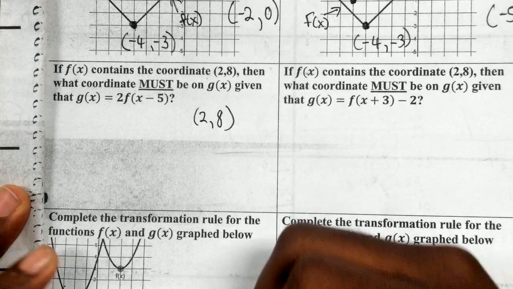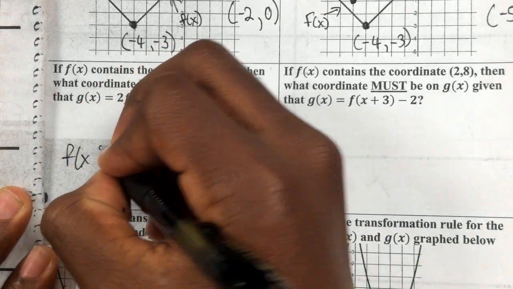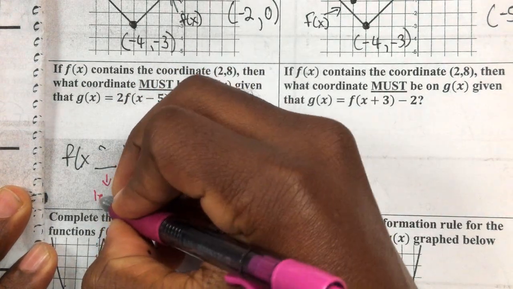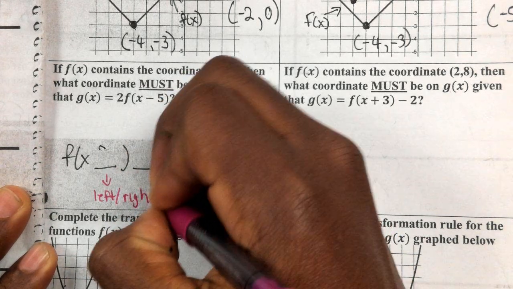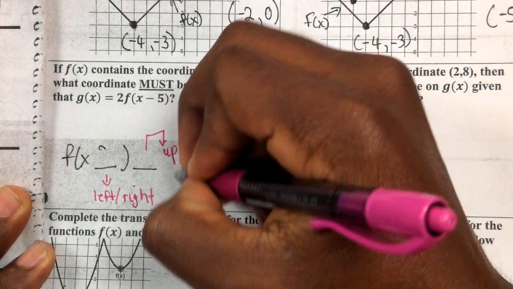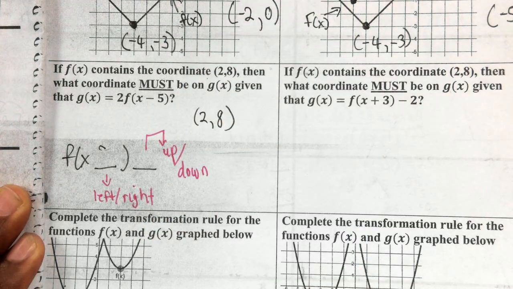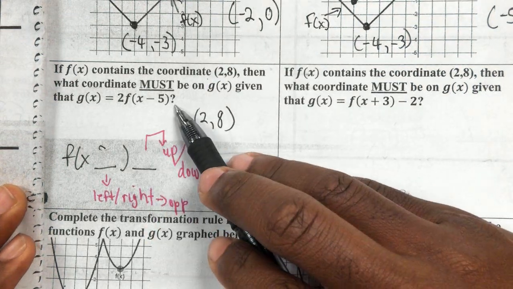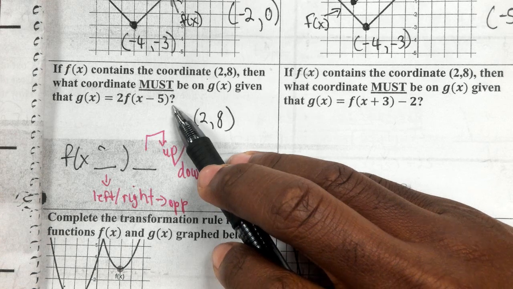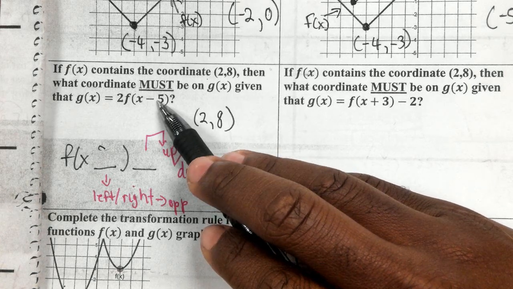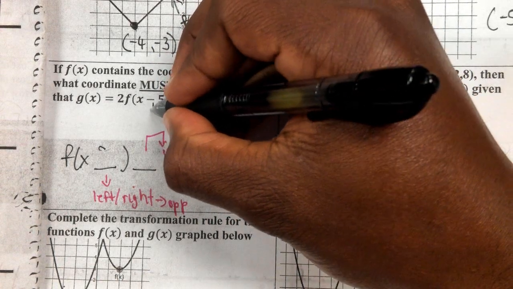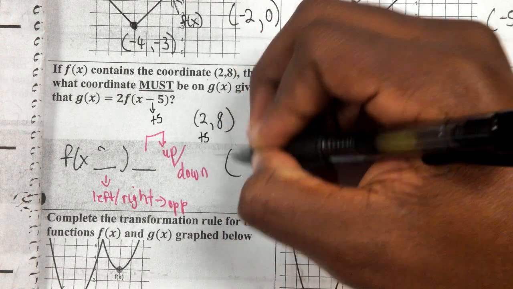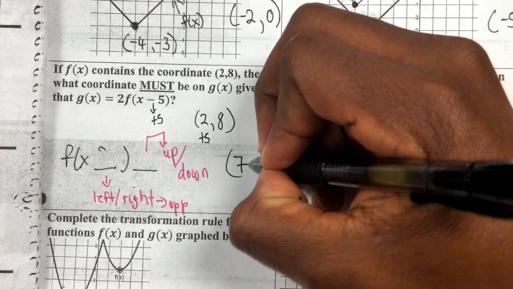But we need to remember the general form, which is f of x, some number, parentheses, some number. The number on the inside tells you a direction, left or right. The number on the outside tells you another direction, up or down. And you have to remember to do the opposite of the inside number. So here, I don't see a number on the outside, so I'm not going up or down. But I do see a -5 on the inside, and we have to do the opposite of that, so it's a +5 applied to my x value. When we apply that +5, you get 7.